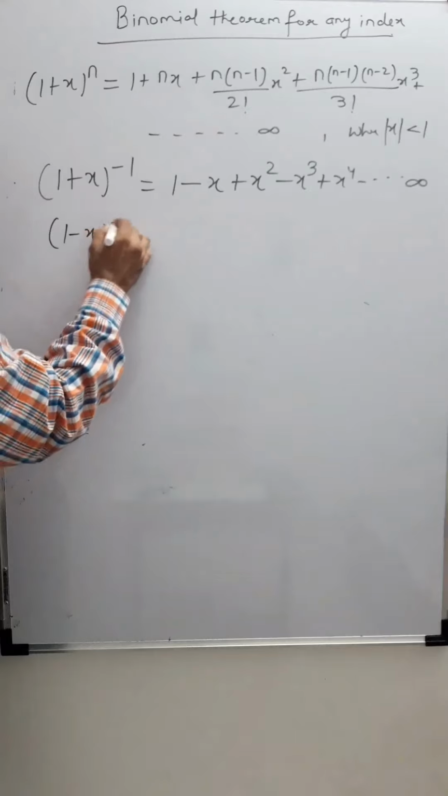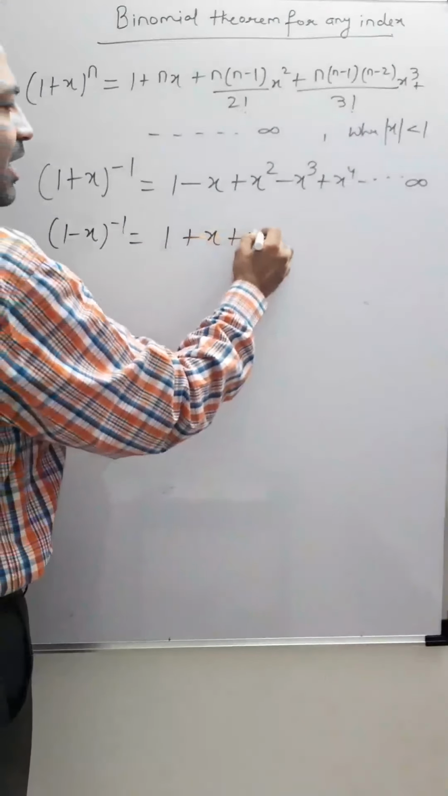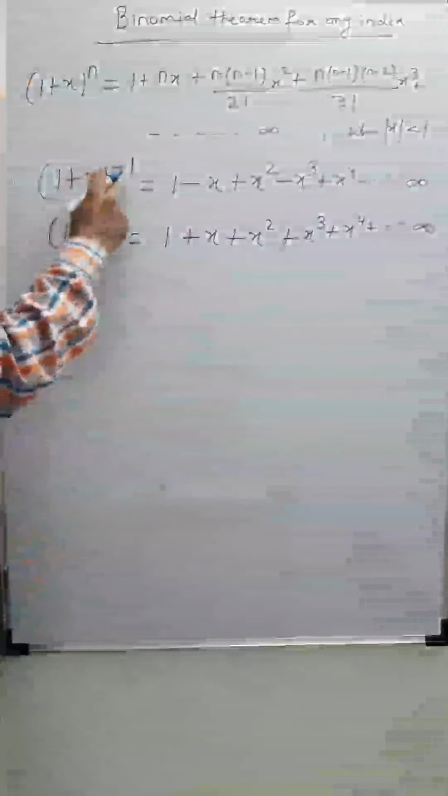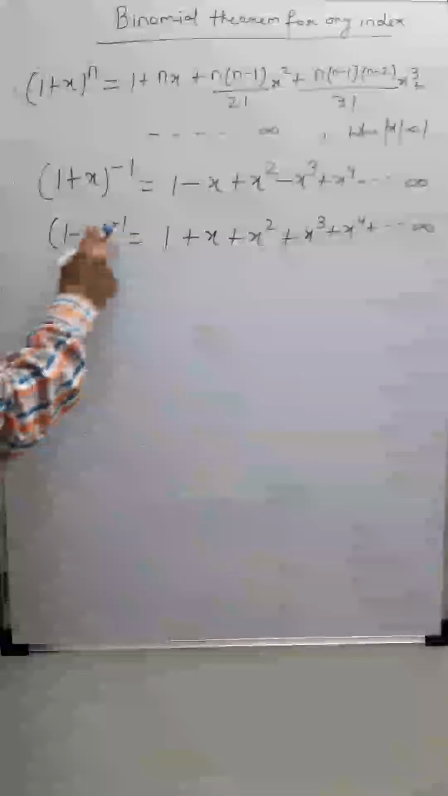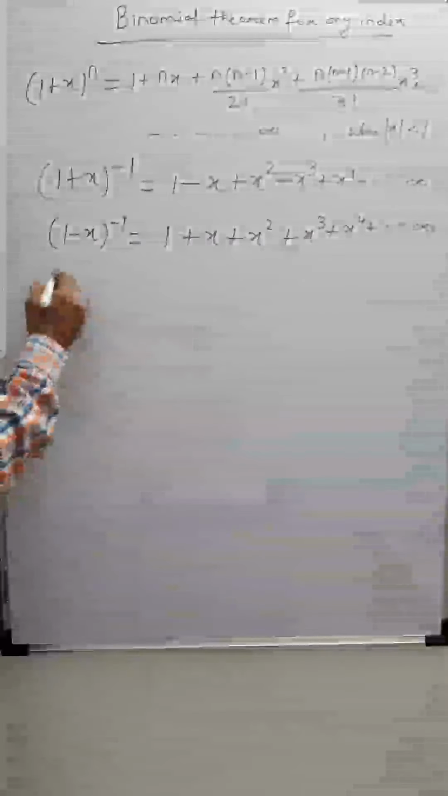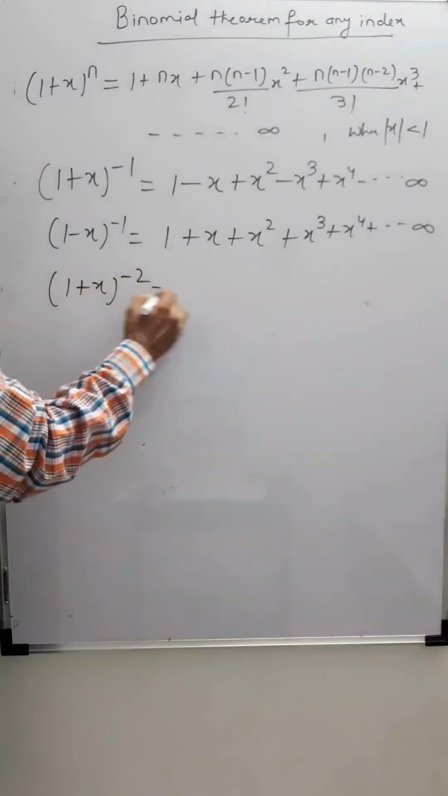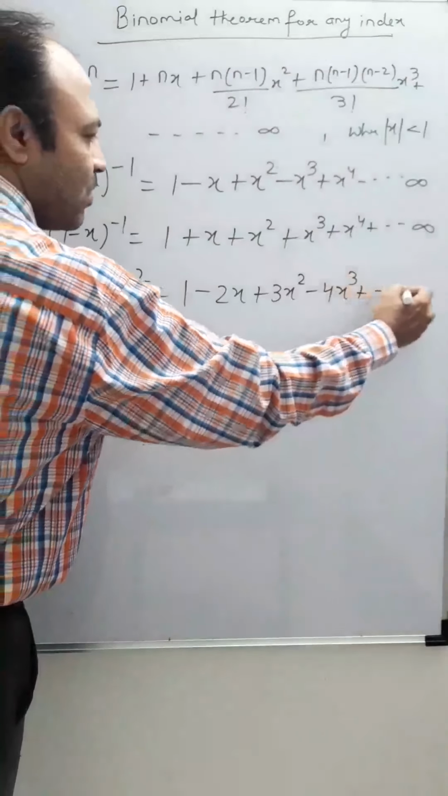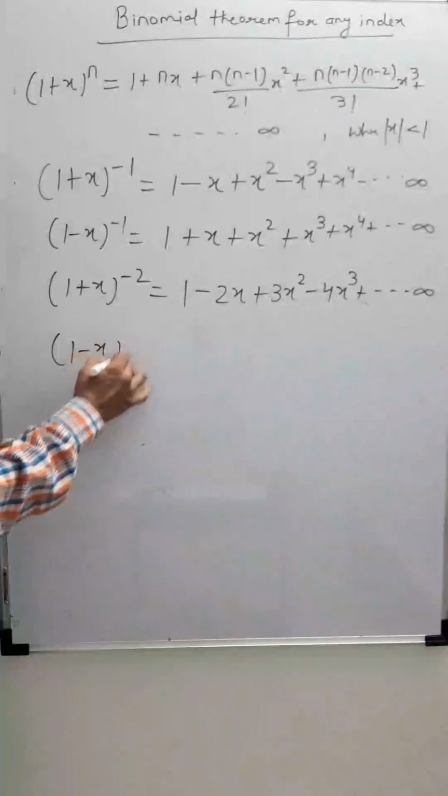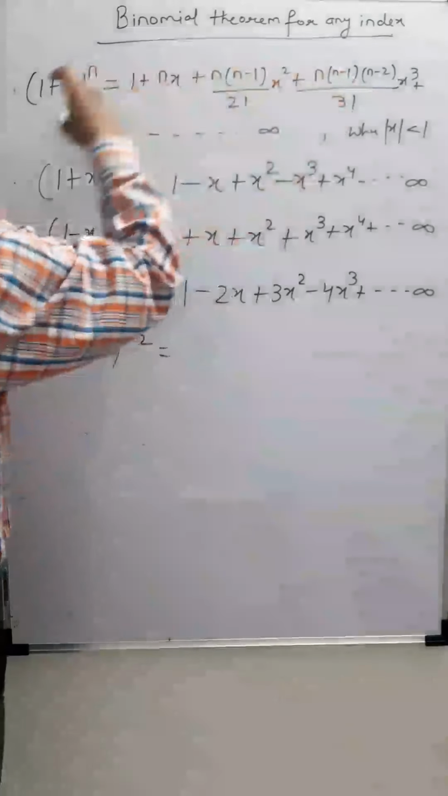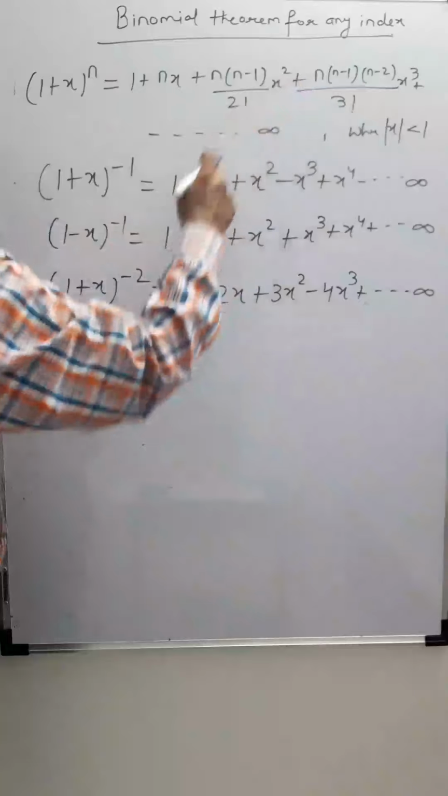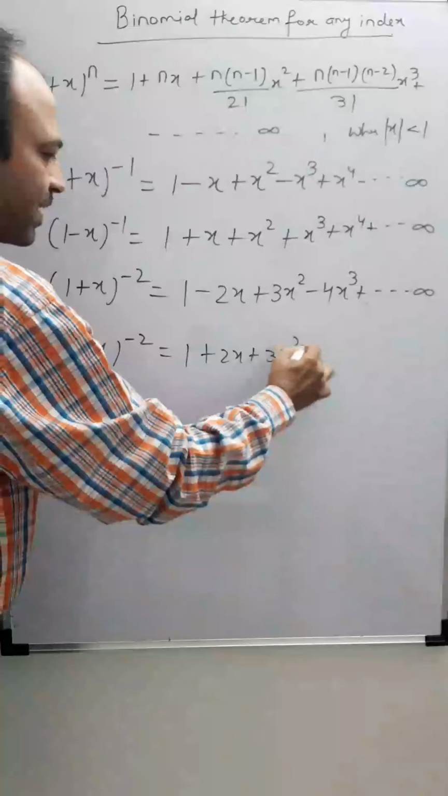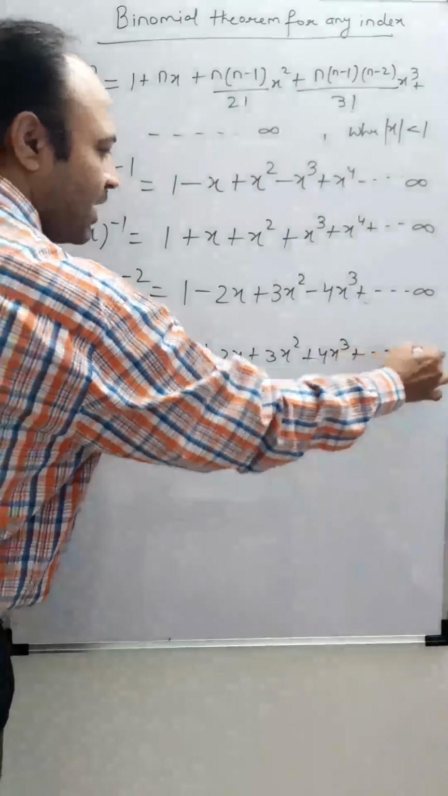If it is (1 minus x) to the power minus 1, all are plus, and these are same. Clear? Till infinity. So for (1 plus x) to the power minus 1, alternate plus minus. If it is (1 minus x) to the power minus 1, all are plus. See, (1 plus x) to the power minus 2. Here it is 1 minus 2x plus 3x square minus 4x cube, and so on it will go till infinity. (1 minus x) to the power minus 2. All these came from this result. If you put n as minus 2 here, you will get the same expansion. 1 plus 2x plus 3x square plus 4x cube, and so on till infinity.